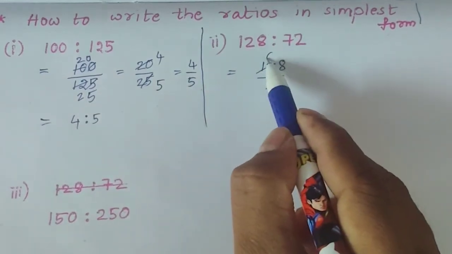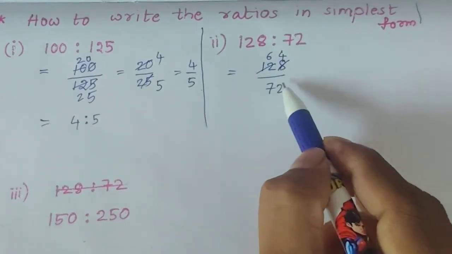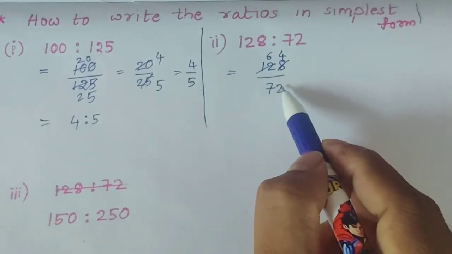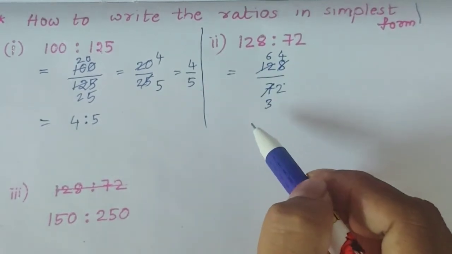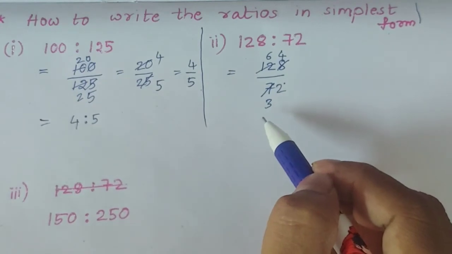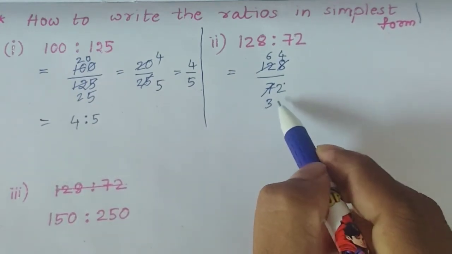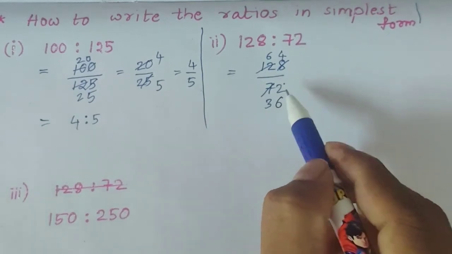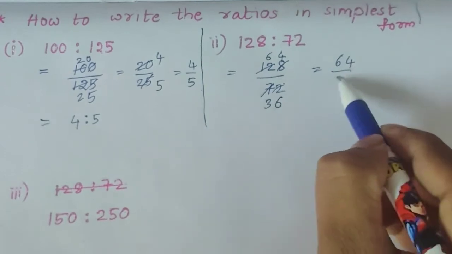2 sixes are 12, 2 fours are 8. We have to use the same second table for the denominator as well. 2 threes are 6, and 7 minus 6, 1 left, 1 2 12. 2 sixes are 12. So you got 36. 64 by 36.